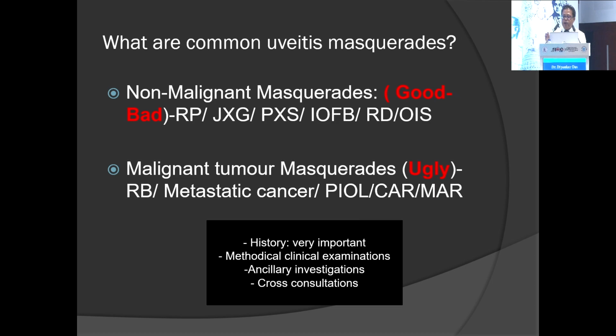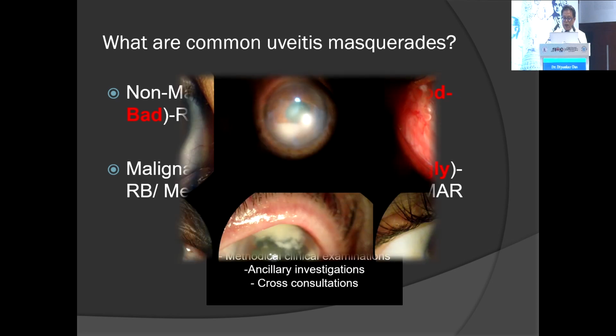And ocular ischemic syndrome, again, is very, very important because sometimes it can be fatal because of the ischemic syndrome. Now, the ugly part, which I am focusing on much more, can be, in children, retinoblastoma; metastatic carcinoma in adults as well as in children; vitreoretinal lymphoma; carcinoma-associated retinopathy; and melanoma-associated retinopathy. The most important thing is the history, a methodical clinical examination, ancillary investigation, and cross-consultation with other specialists.